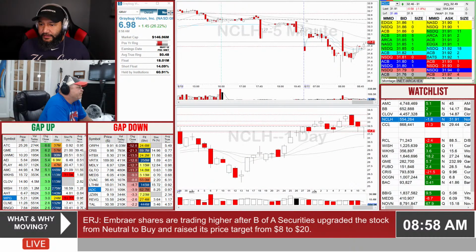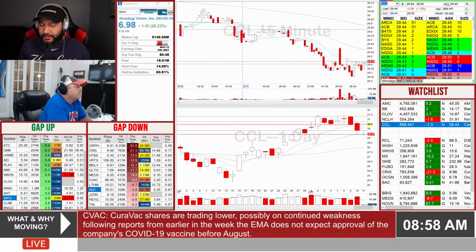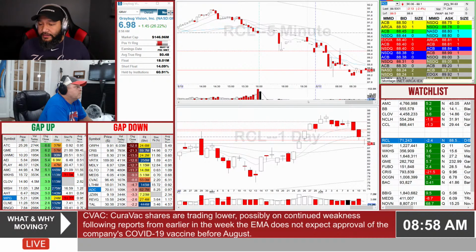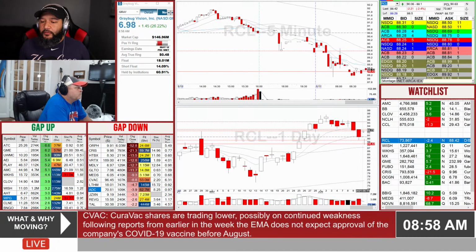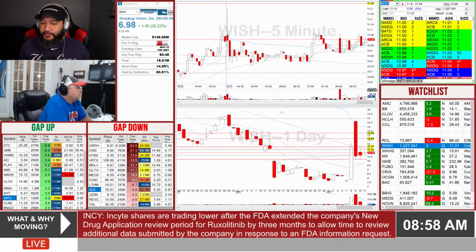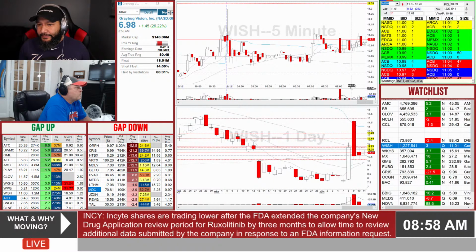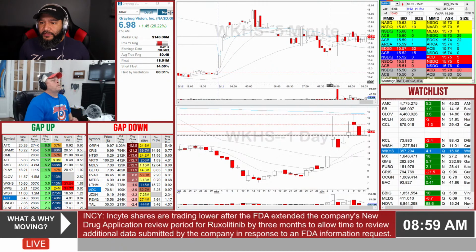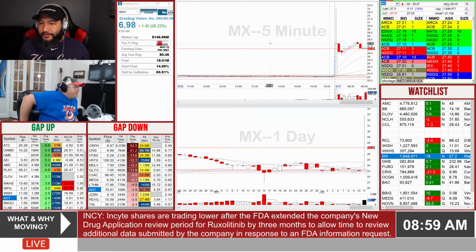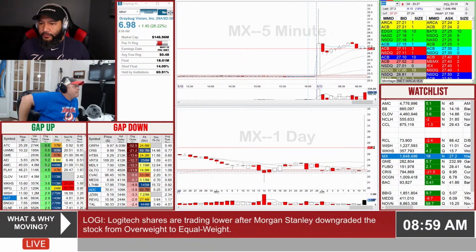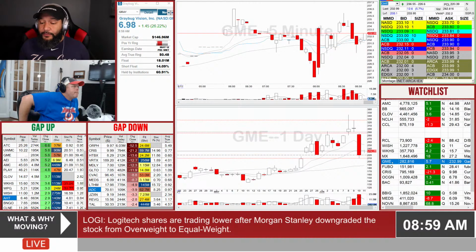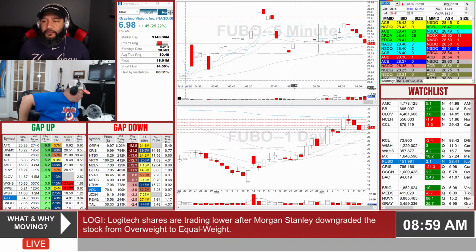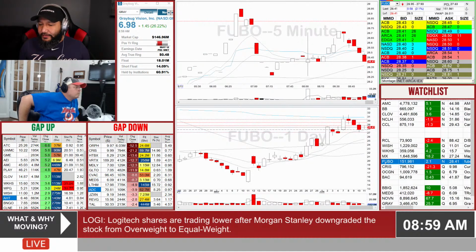CLV is good. NCLH is good. CCL is interesting. I like their daily here for a possible drop. And we also have RCL here as well with a little bit of volume also dropping this morning. Here's Wish as a possible. We could possibly move this up. Workhorse is looking okay. MX, again, I'm concerned with MX a little bit. We'll keep it on here. GameStop, I'm not going to trade it, guys, so I'm going to remove it from my list just based on that. Here's Fubo. Fubo is okay.